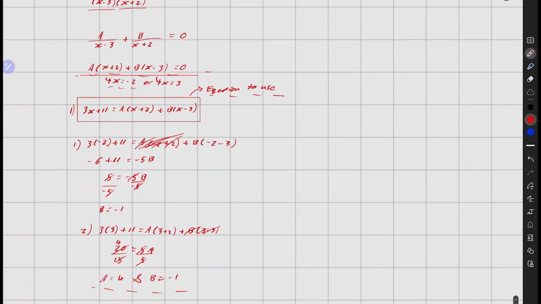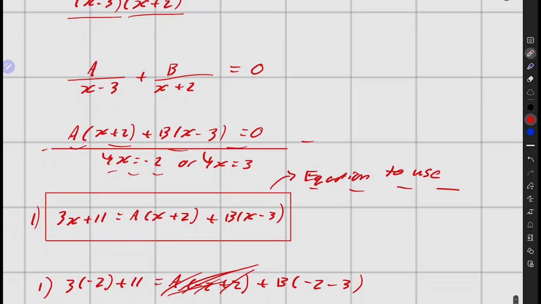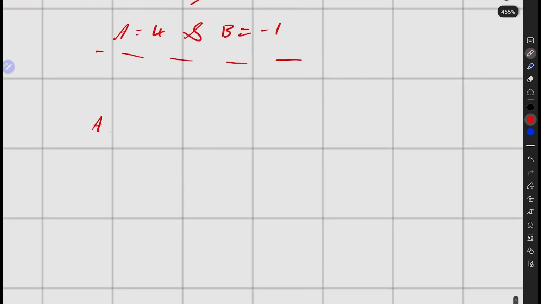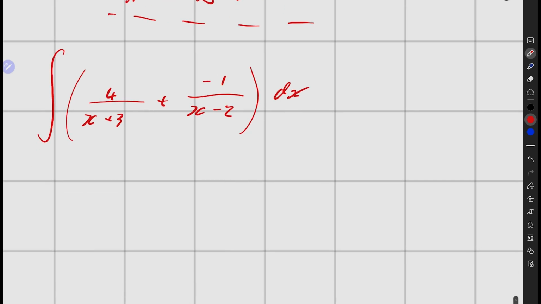So I want you to go back in your working. Look at what we had written up first: A divided by x plus 3 plus b divided by x minus 2. So let's write that down. And keep in mind, we're going to be integrating this. So we've solved for a and b. A is 4. B is minus 1.